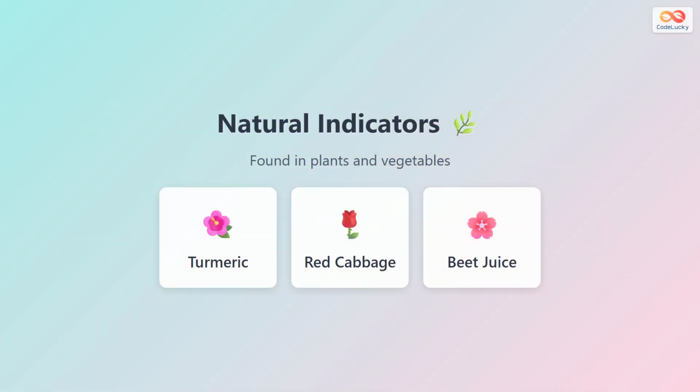Not all indicators are synthetic chemicals made in laboratories. Many natural indicators are found in plants and vegetables around us. Turmeric, commonly used as a spice, changes color in the presence of bases. Red cabbage juice displays different colors at different pH levels. Beet juice also acts as a natural indicator. These natural substances contain compounds that respond to pH changes, making them excellent alternatives to chemical indicators.